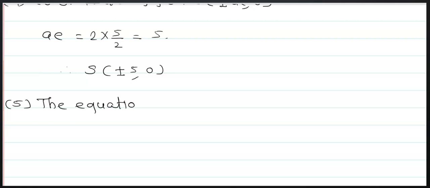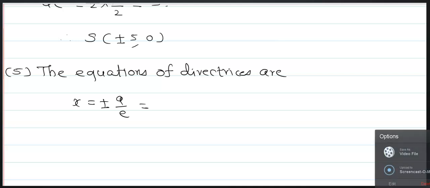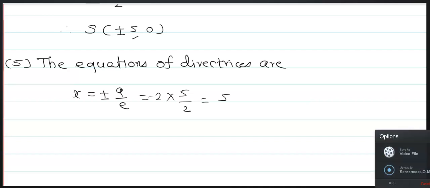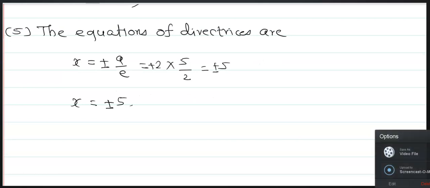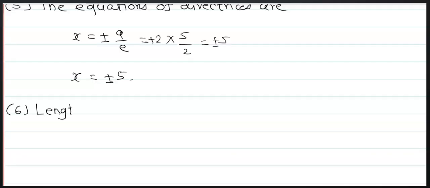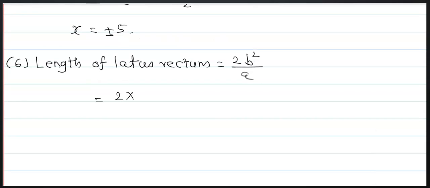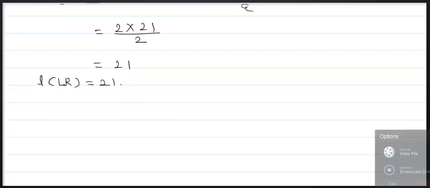Fifth one, the equations of directrix are x is equal to plus or minus a upon e, that is 2 into 5 upon 2, that is the 2 gets cancelled, you will get 5. Therefore, x is equal to plus or minus 5. Sixth one, the length of latus rectum, that is 2b square upon a, that is 2 into 21 upon 2, that is equal to 21. This is the length of latus rectum.